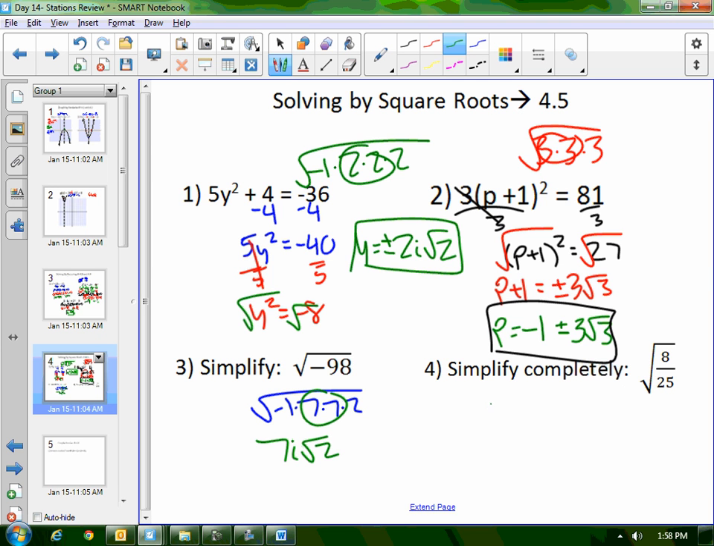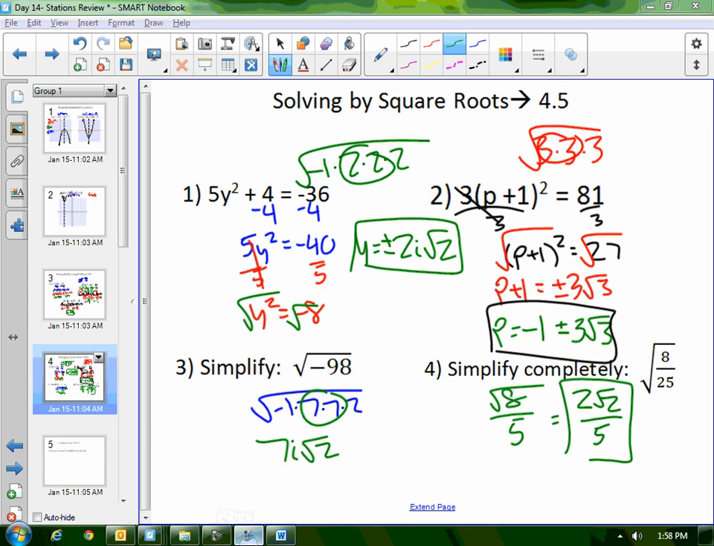And then to simplify this, you square root it at the top. The square root of 8 over the square root of 25, that's 5. The square root of 8 is 2 times 2 times 2, so 2 radical 2 over 5. That's it. There's no square roots on the bottom. So we're done.